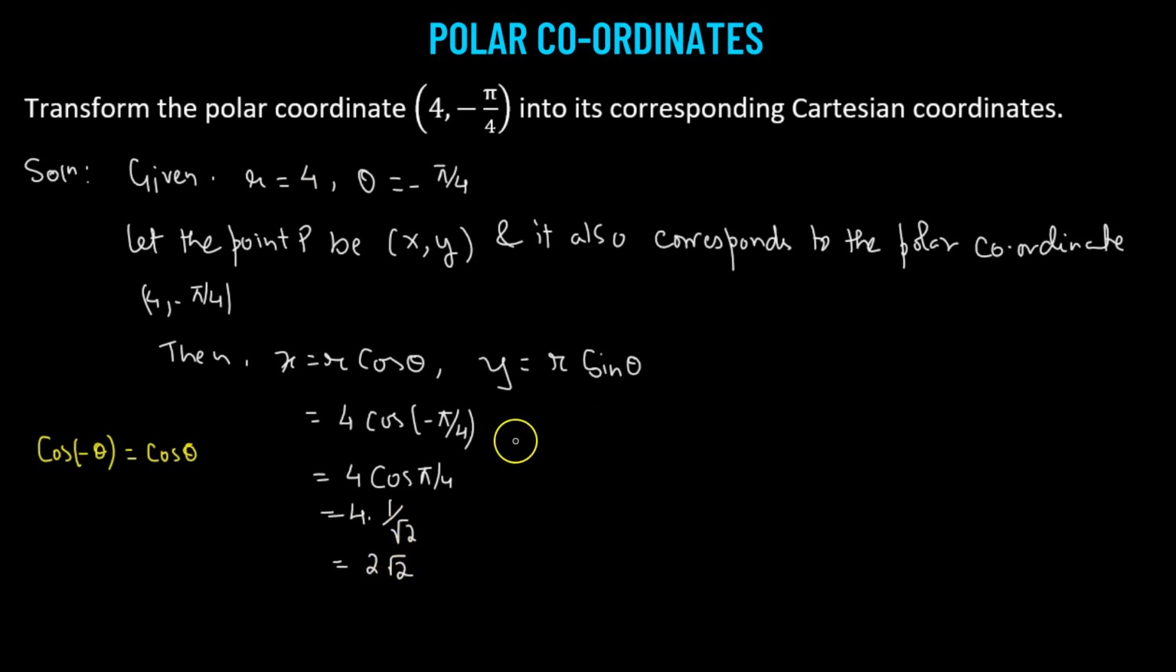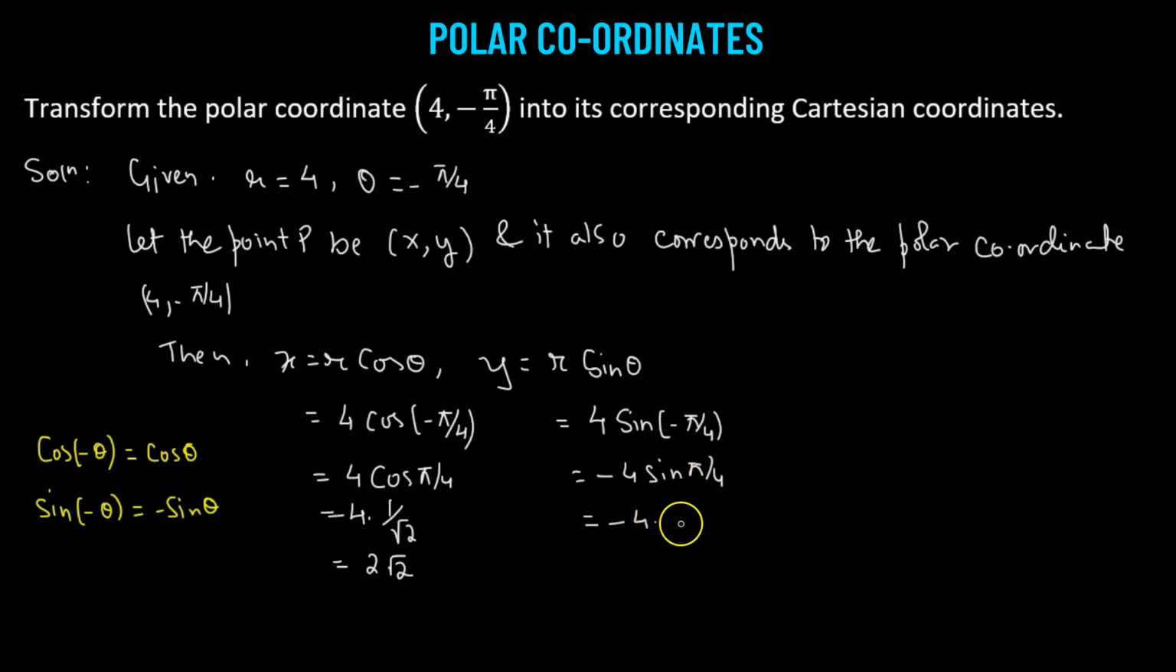Let's now also find the value of y. The y is equal to 4 times sine of negative pi over 4 radians. However, sine is an odd function, meaning sine of negative theta corresponds to negative sine theta. So sine of negative pi over 4 becomes negative sine of pi over 4 radians. So we have negative 4 times 1 over square root of 2, and this corresponds to a value of negative 2 times square root of 2.